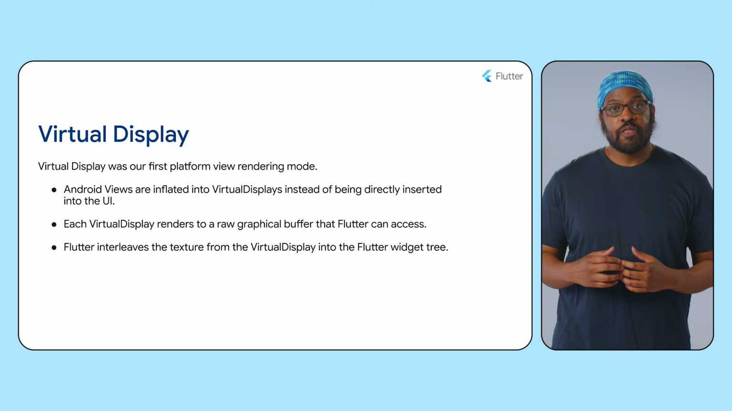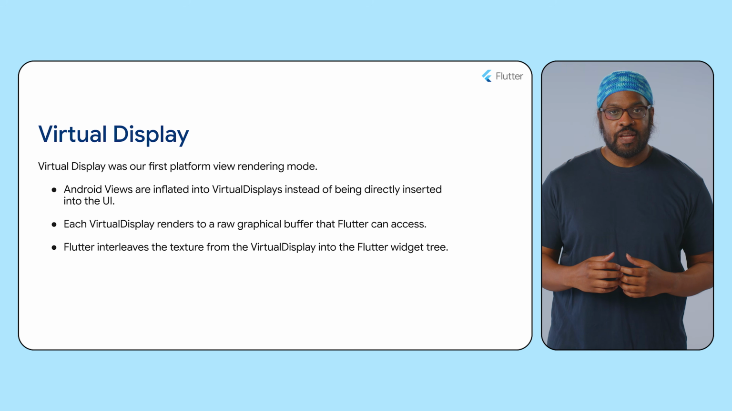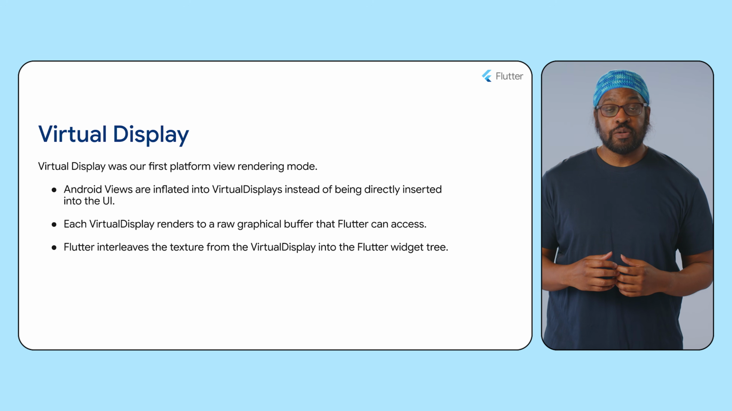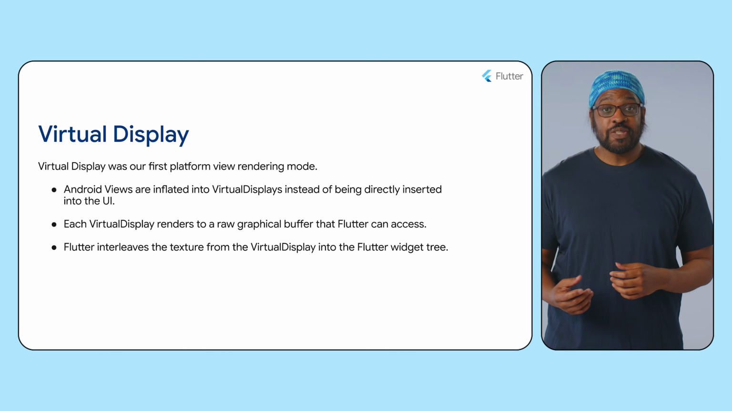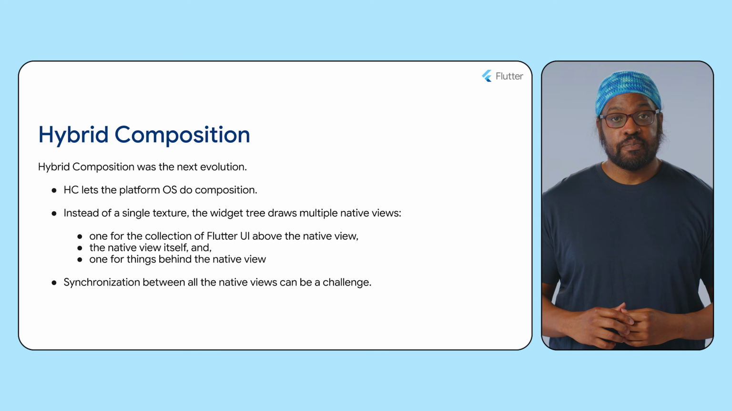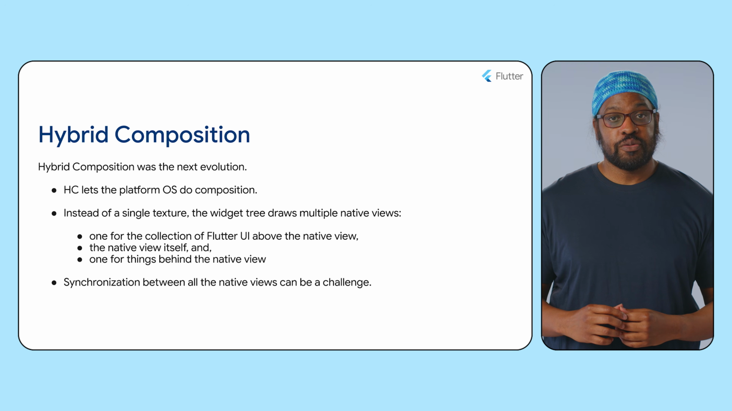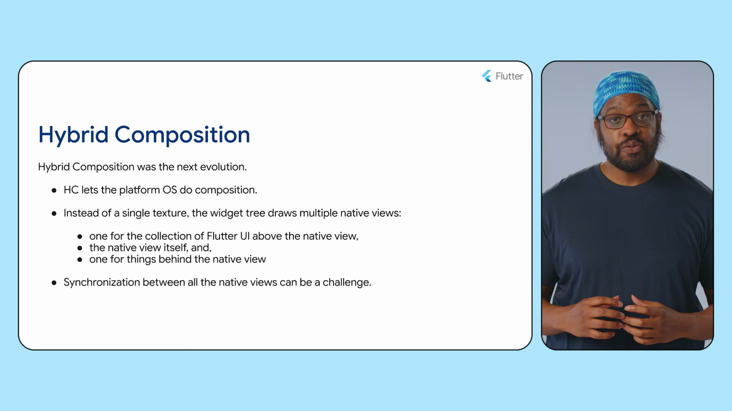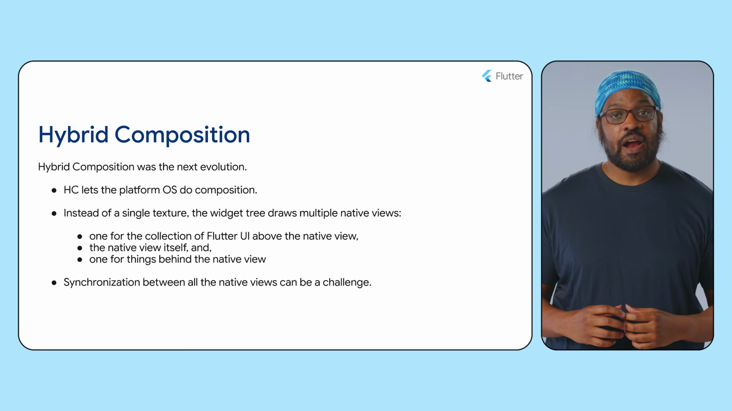First, we created the virtual display mode. This rendered the native view into an off-screen buffer, which was then piped into a Flutter texture. While it integrated well into Flutter's drawing system, it was fragile and frequently broke text input and accessibility. Next came hybrid composition. To fix the fidelity issues, we placed the native view directly into the Android view hierarchy.